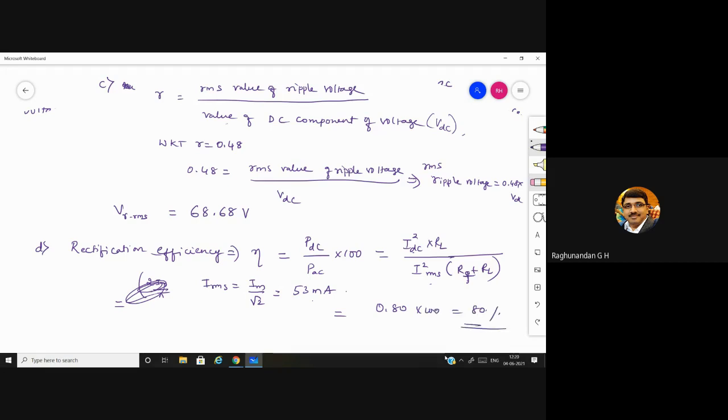So is 80% a valid value for a full wave rectifier? Yes, sir. Practically, how much are we getting? Theoretically we get 81.2%, right? So here we are getting 80%. So practically you'll be getting lesser than the theoretical value. This is how you can evaluate your answer.